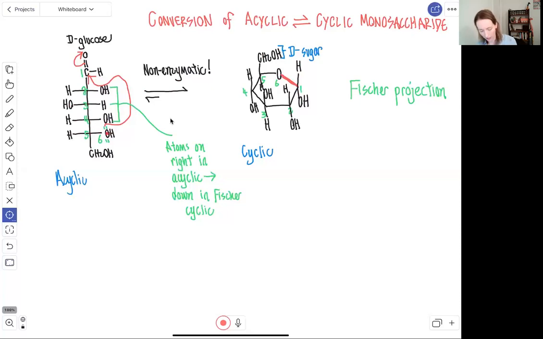The oxygen here, keep in mind, is the one that came around and formed the ring. So that's the oxygen that's part of this ring here. So this is going to be our Fischer projection way of drawing the cyclic monosaccharide.